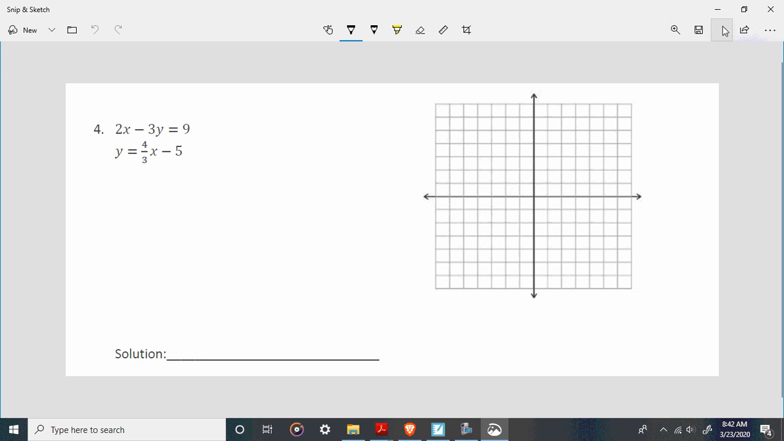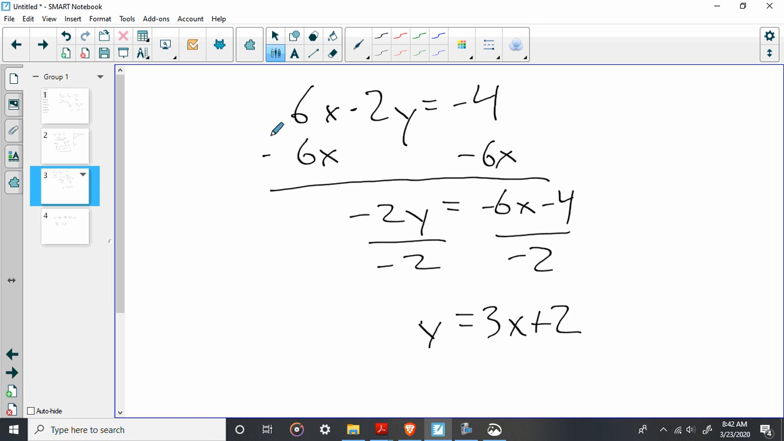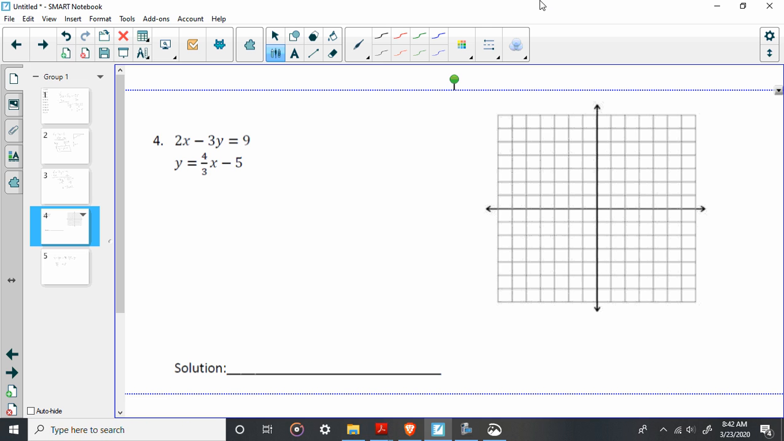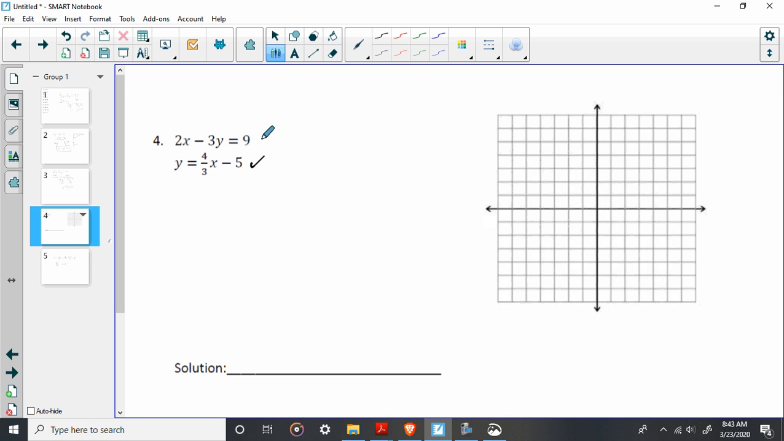Let's copy this thing and let's paste it in here. So again, which one? This one's fine. We can do that kind of as it is. This is the one that we need to change. So I have 2x minus 3y is equal to 9.